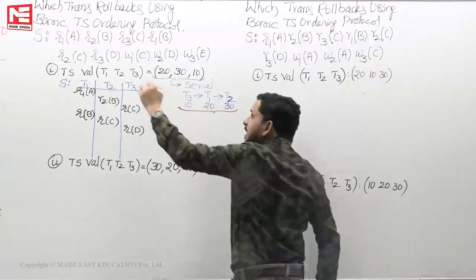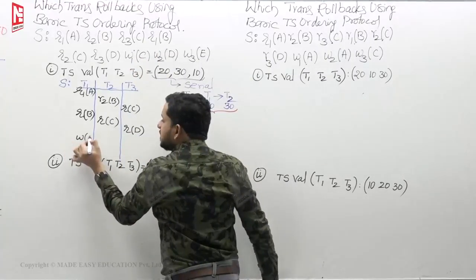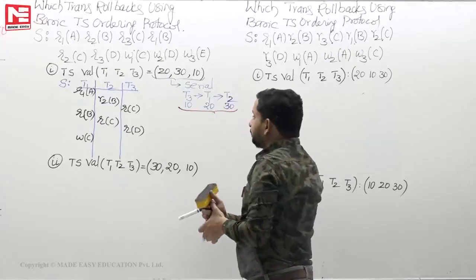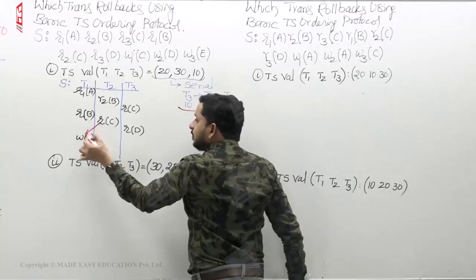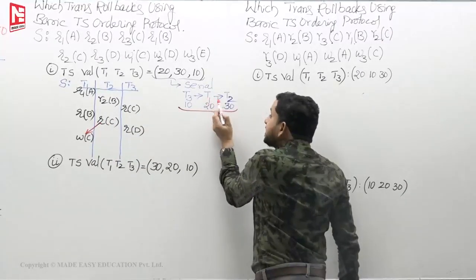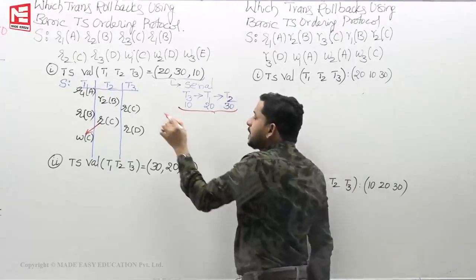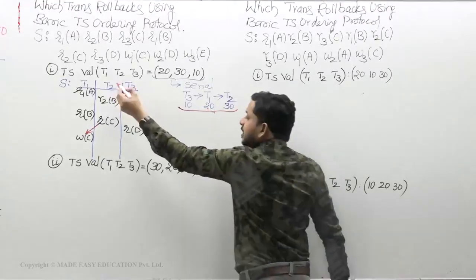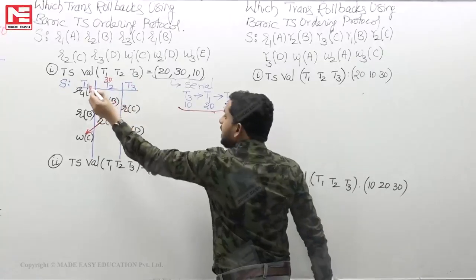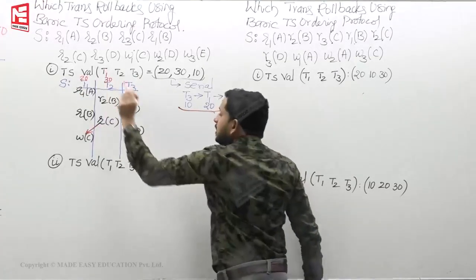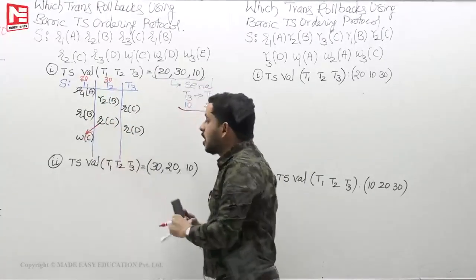It is allowed. Then T1 requesting write C. Here the conflict is T2 preceding T1. T1 preceding T2 is allowed, but T2 preceding T1 is not in the sequence, because the T2 timestamp is 30 and the T1 timestamp is 20. So T1 preceding T2 is okay, but T2 preceding T1 is not allowed.